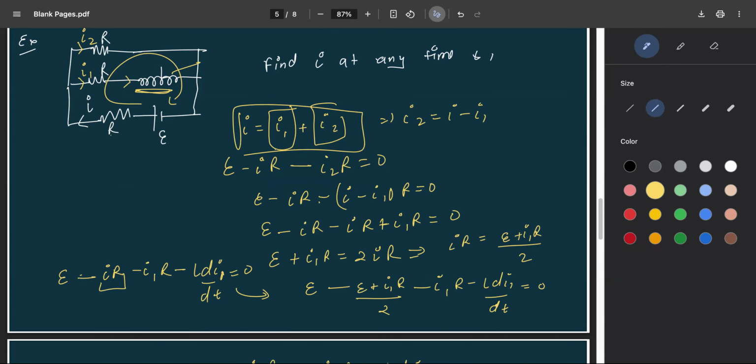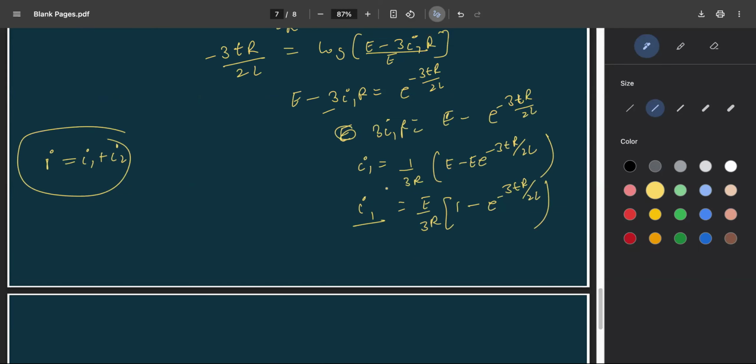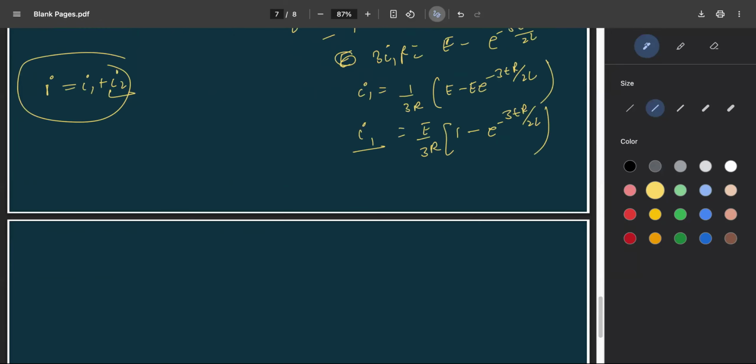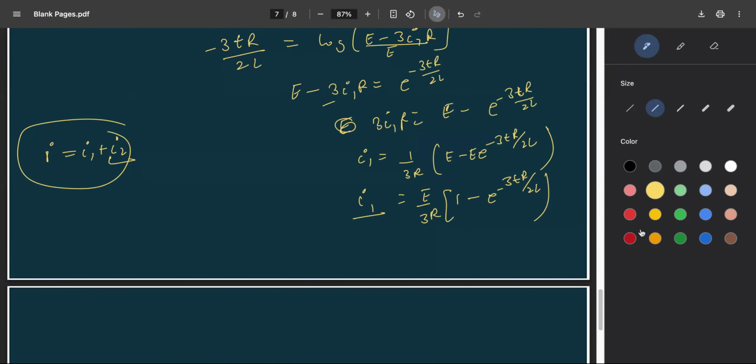Kirtana, is there any doubt? We'll end the session by this. Further from here, you need to calculate I2 and I. So you can take this part as homework if you want. Clear, Kirtana? All right, so you can try that as homework.